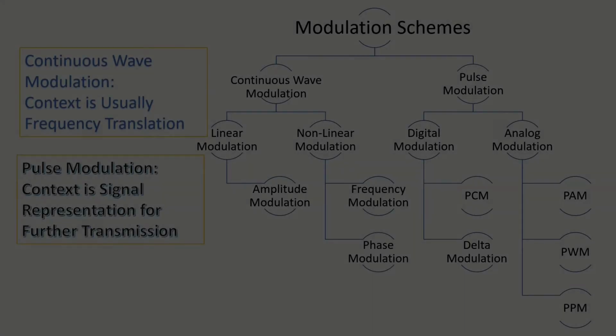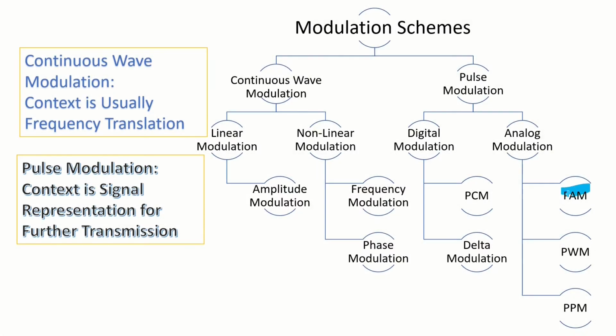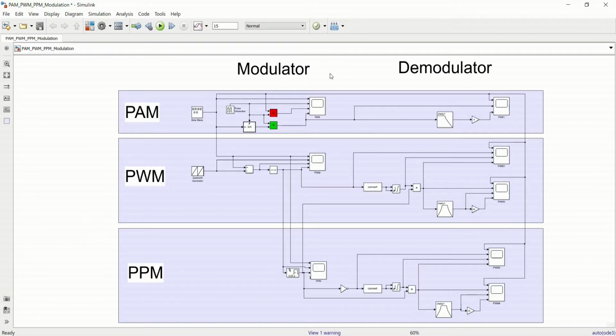In this video, we are going to look into pulse amplitude modulation, pulse width modulation, and pulse position modulation. These are analog pulse modulation schemes. The discussion of these pulse modulation schemes would be supported with a Simulink MATLAB based simulation environment where we would look into the modulation and demodulation of pulse amplitude modulation, pulse width modulation, and pulse position modulation.